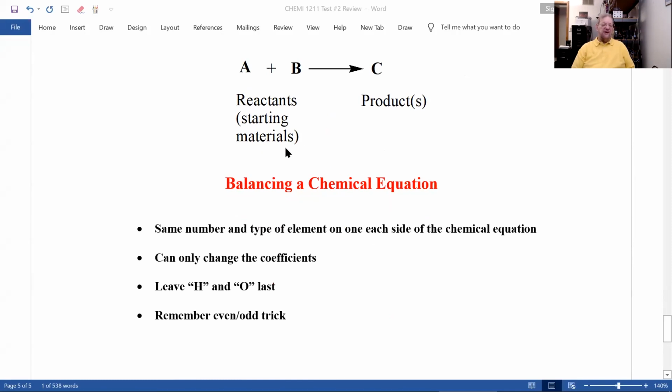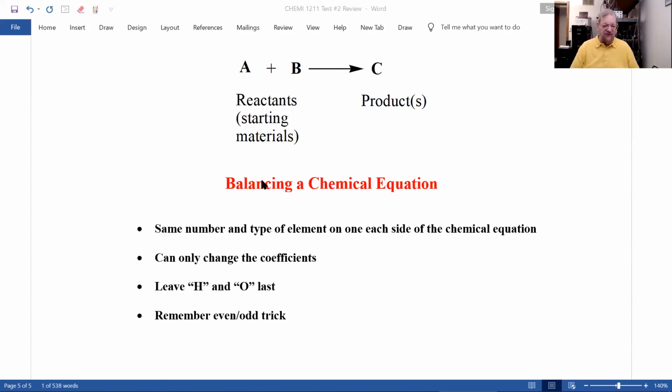Now, because of conservation of matter, in a chemical reaction you never create or destroy atoms. You just swap things. Things are interposed. And what that really means is you have the same number of atoms and the same type of atoms on both sides of the arrow when you have a balanced chemical equation.